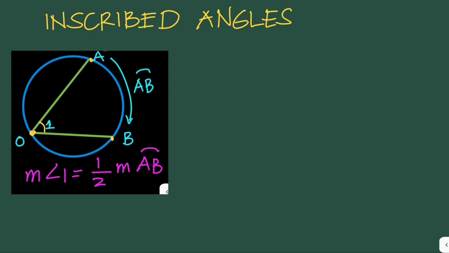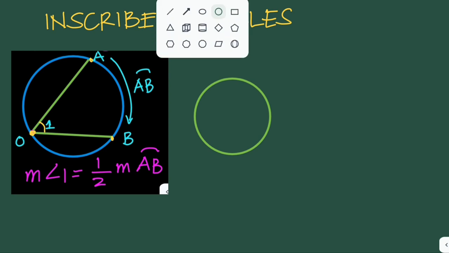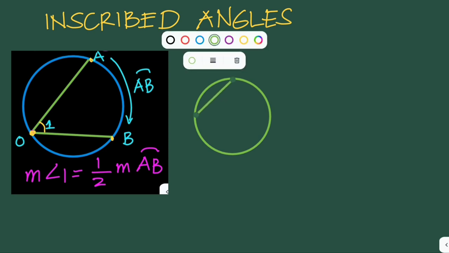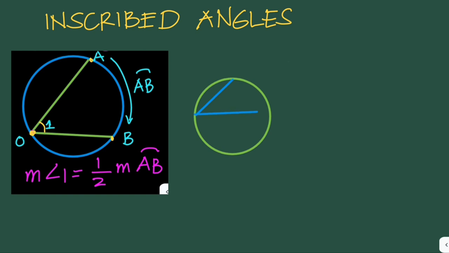There are 3 cases of inscribed angles. The first case is when the center of the circle is on the side of the inscribed angle. So this is the center of the circle, and our inscribed angle here is this one. So this is the first case where center O of the circle is on a side of the inscribed angle.